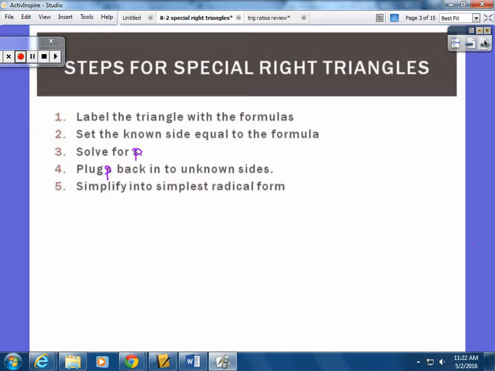So how do I use that? Well, first, label your triangle with the formulas, those formulas that we just saw in the triangle on the previous page. Set the known side, the side that has a number on it, equal to the formula, and solve for P. So basically steps 2 and 3 you do all at once. Then once you know P, plug it in and simplify if you need to. That was what we did for the warm-up. So simplest radical form, rationalize your denominator.